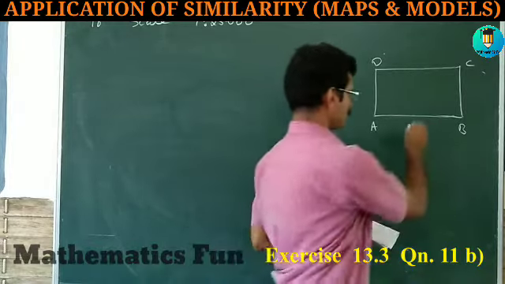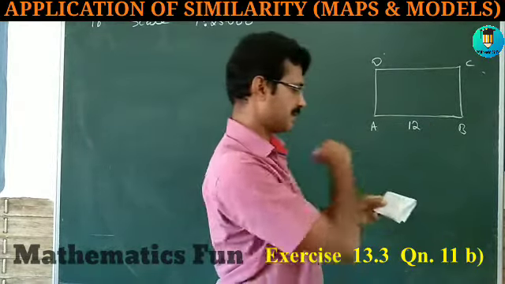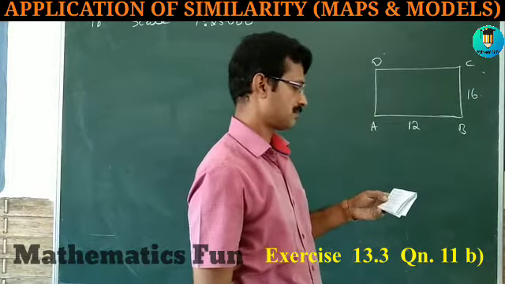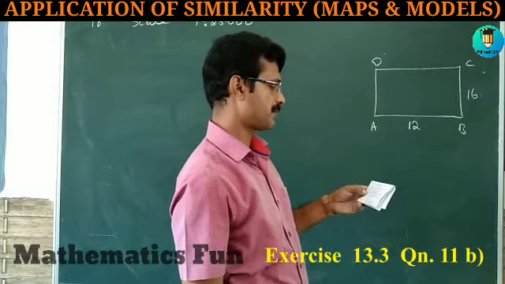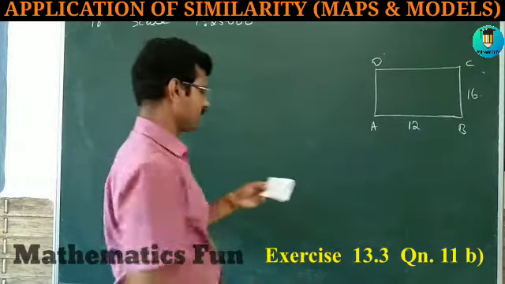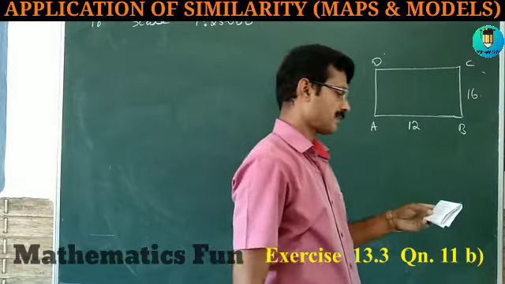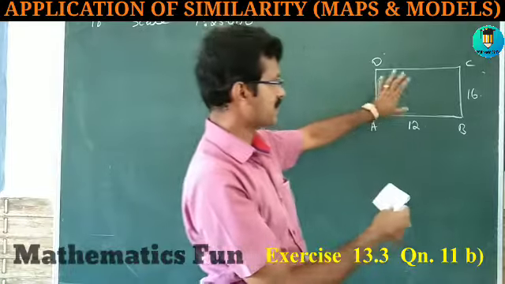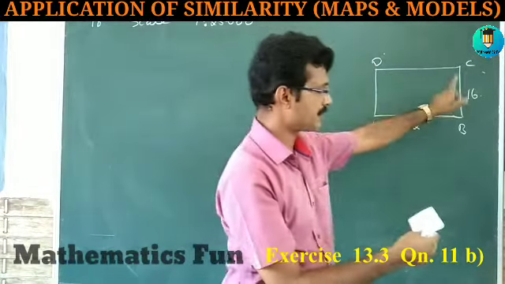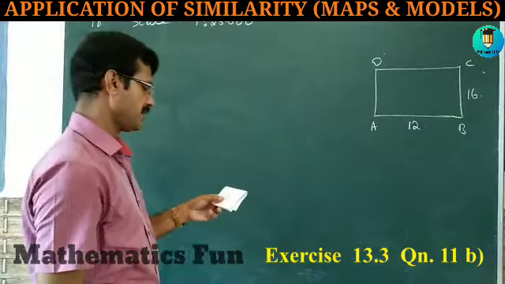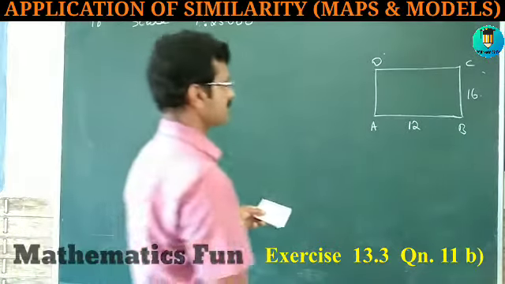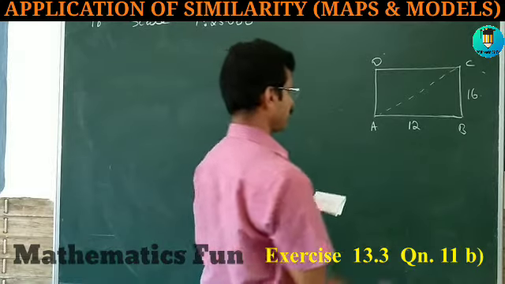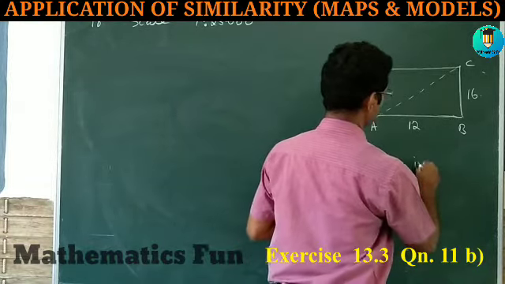It is given AB is 12 centimeter, and BC is 16 centimeter. ABCD is a rectangular plot. These things are given, and the scale factor is given. On a map drawn to a scale, this is the map actually. The map is drawn like this. Now we have to find out the distance of the diagonal, that is AC. We have to find the distance of the diagonal of the plot in kilometer. We need AC in kilometer.